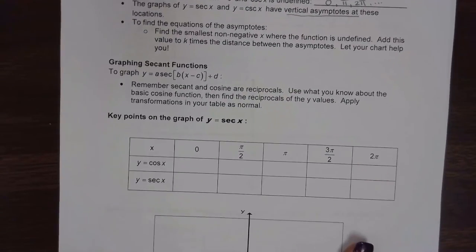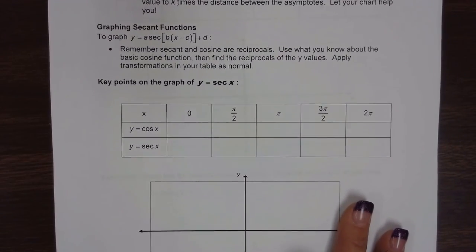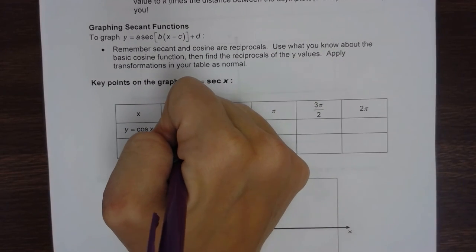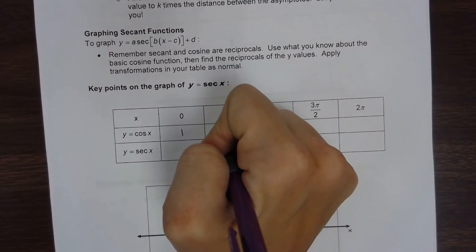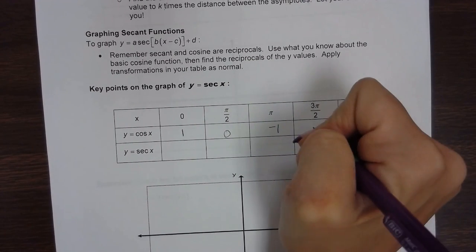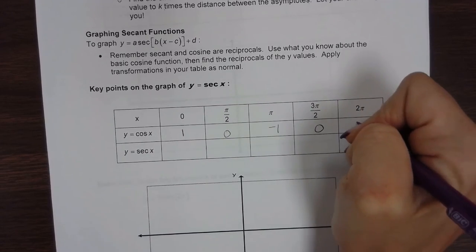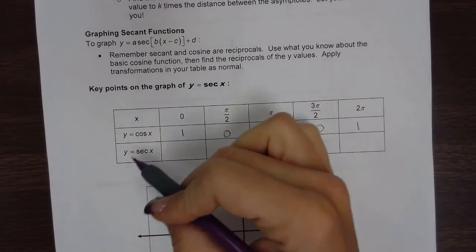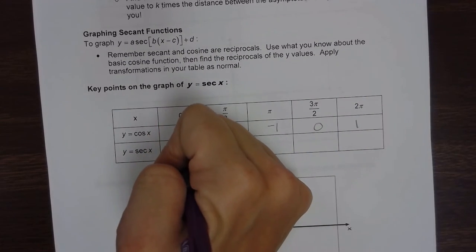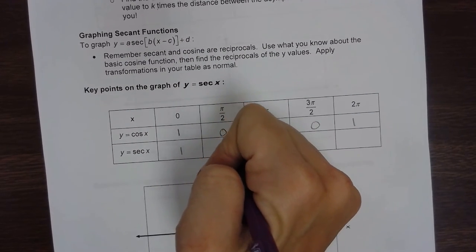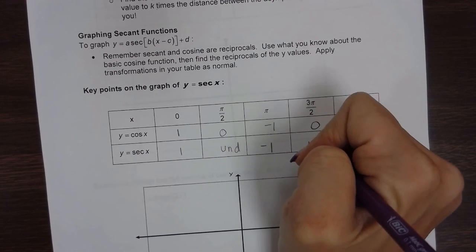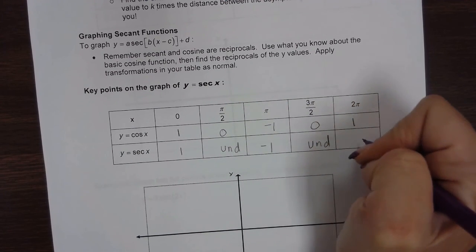Now, let's look at what these graphs actually have to look like. So let's say cosine would have been 1, 0, negative 1, 0, and 1. And that gave us our wave. But because secant is the reciprocal, we still have 1. We have undefined, negative 1, undefined, and 1.